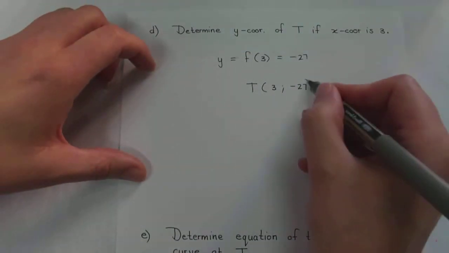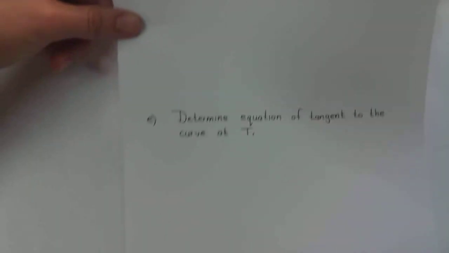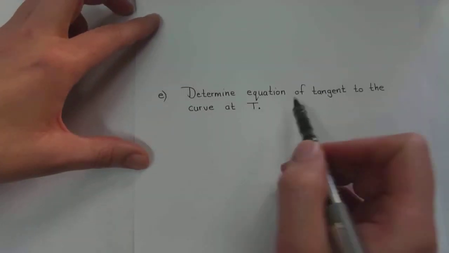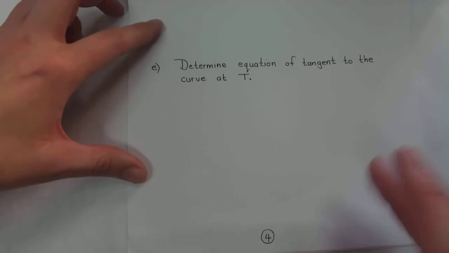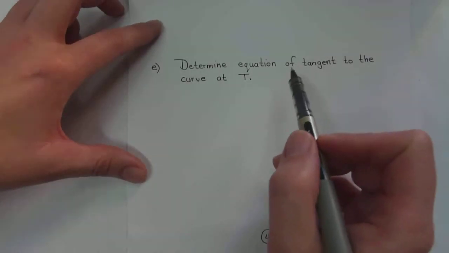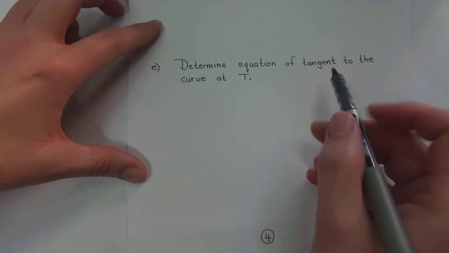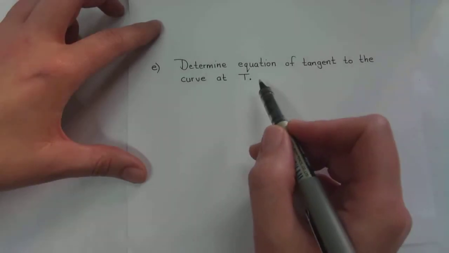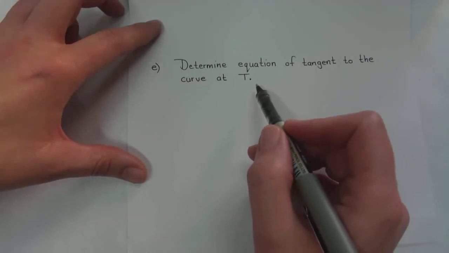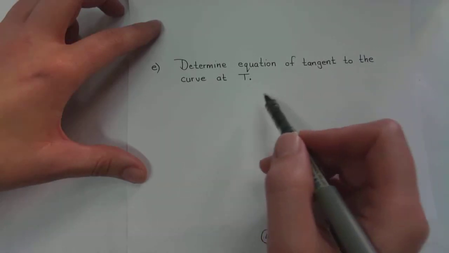Then the next question, they ask, determine the equation of a tangent to the curve at T. Now we haven't done these in a while, but we did discuss, there was a whole video on how to calculate the equation of a tangent to a curve. And I also did the Luzandi method there where I said, step 1, do this, step 2, do this.